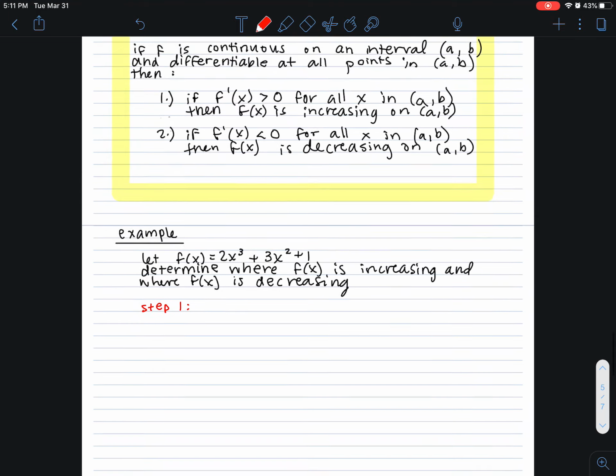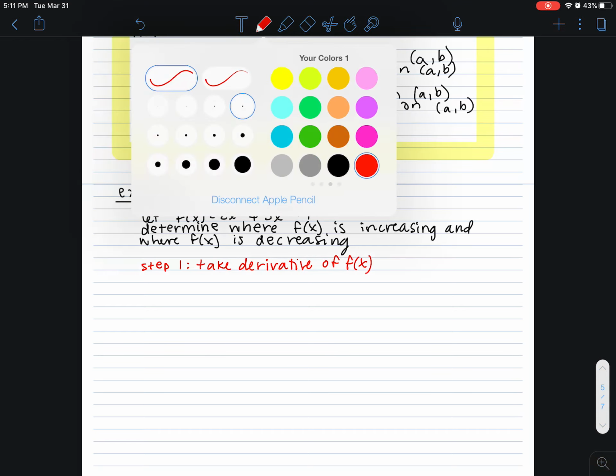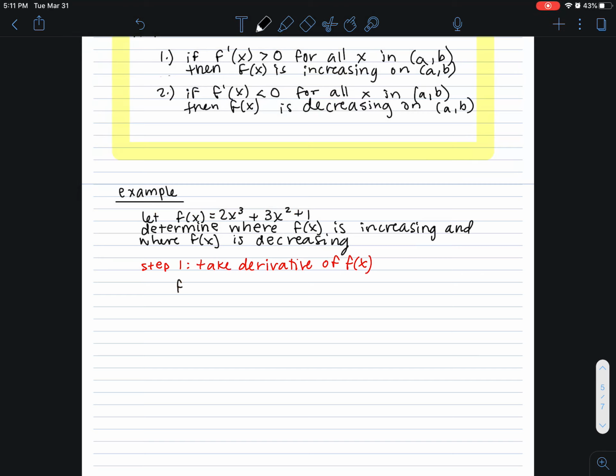So step 1 is take the derivative. This is just a polynomial, so hopefully you guys are really comfortable with this. We'll get 6x squared plus 6x, and then the derivative of 1 is just 0. So this is what we end up with.